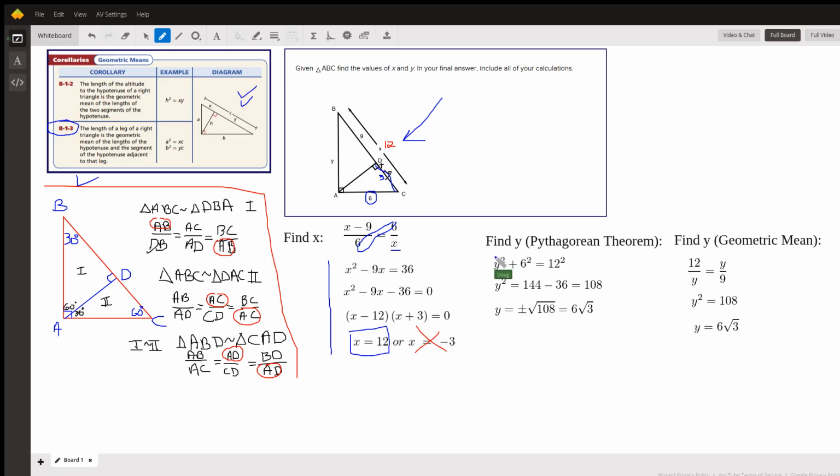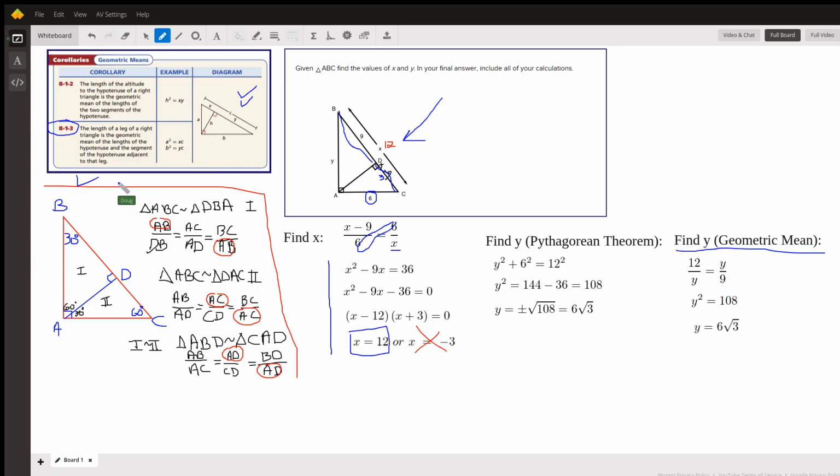You can use the Pythagorean theorem. Sum of the squares of the legs equals the square of the hypotenuse. Or you can use the geometric mean corollary. Y is the mean proportional between the entire hypotenuse and its projection onto the hypotenuse, which is 9. So you get the same answer either way.